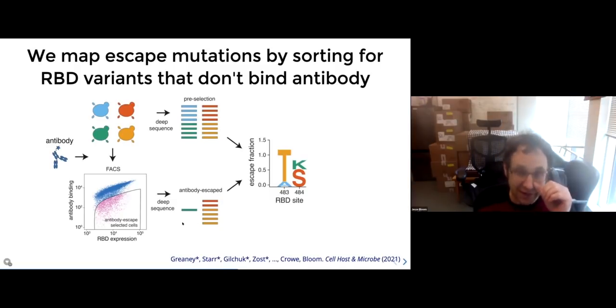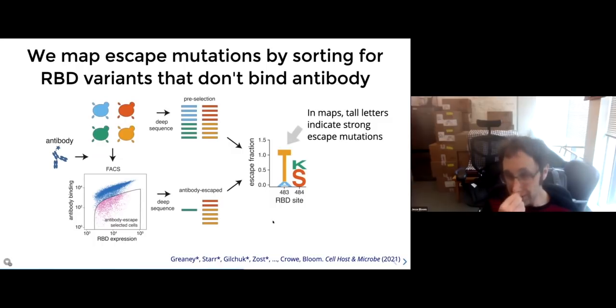And I'm going to represent that phenotypic data in the following format, where for each mutation, I draw a tall letter if that mutation strongly escapes antibody binding. In particular, the height of the letter is proportional to the escape fraction, which is the fraction of all the yeast with that mutation that fall in the antibody escape bin. And so when I show these maps of how mutations affect antibody binding, what you need to remember is if there's a tall letter, that indicates that that mutation strongly escapes antibody binding.